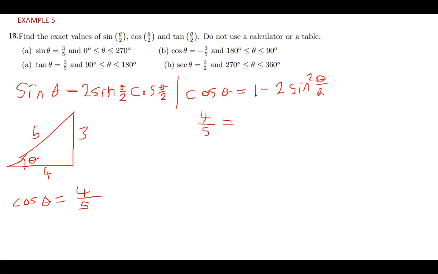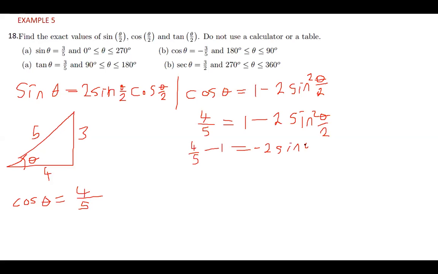And then this is equal to 1 minus 2 sine squared theta over 2. I don't know what sine squared theta over 2 is, so I'm going to write it the way it is. Finding cos theta gives us 4 over 5. You put your 4 over 5 this side, then you have 1 minus 2 sine squared theta over 2 this side. So you just bring this 1 this side, which gives you 4 over 5 minus 1 is equal to negative 2 sine squared theta over 2.